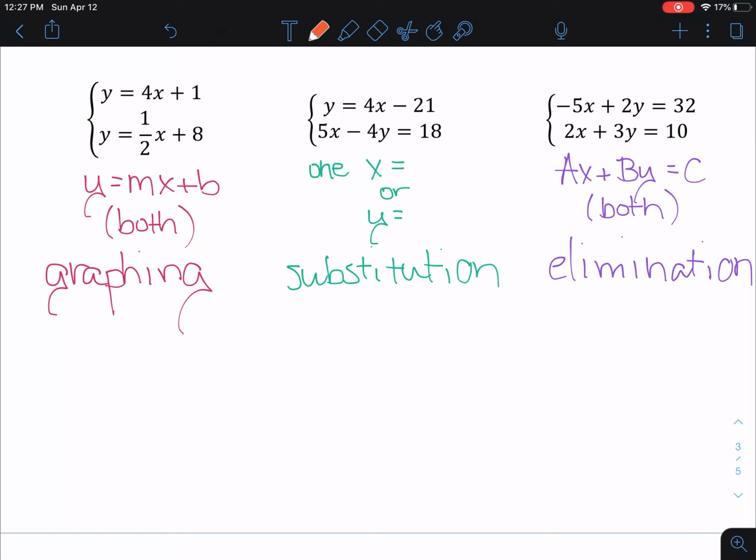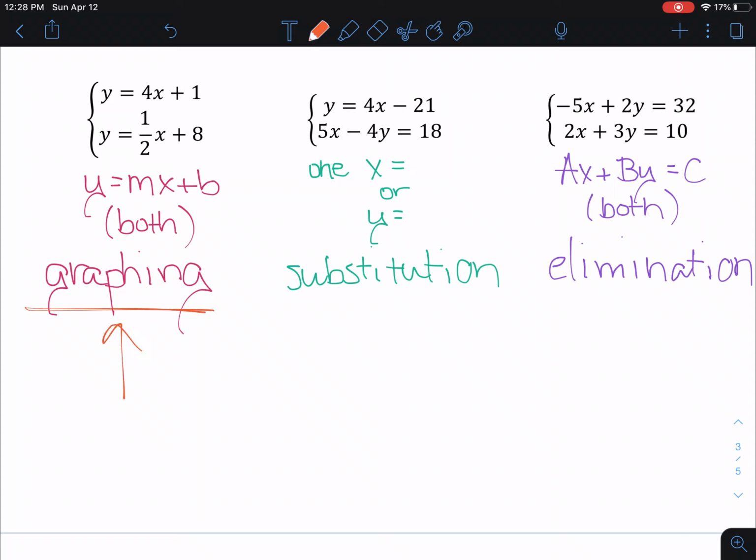Okay, so if we look at that first system, you'll notice that they're both in slope-intercept form. If you recall, when we are using our graphing calculators, we want them to both be in y equals form. And so if that's the case, then the best method to solve will be graphing.